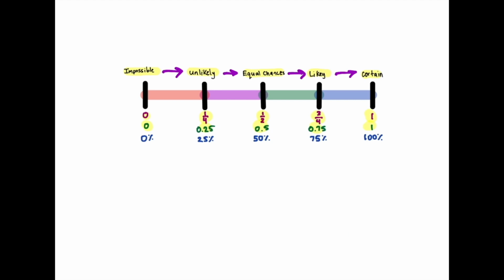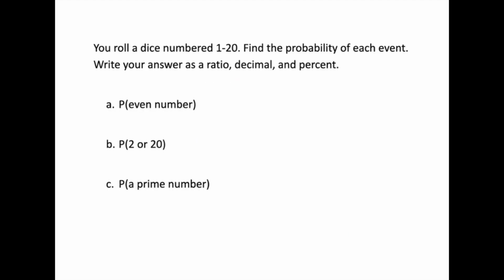Notice on the scale that we have probabilities written as ratios, decimals, and percents. The ratios and decimals range from 0 to 1, and the percentages range from 0 to 100%. When we have something like 25%, that means that we have a 25% chance that it will happen and a 75% chance that it won't happen. Let's go through a few problems where we have to find the probabilities of events occurring.